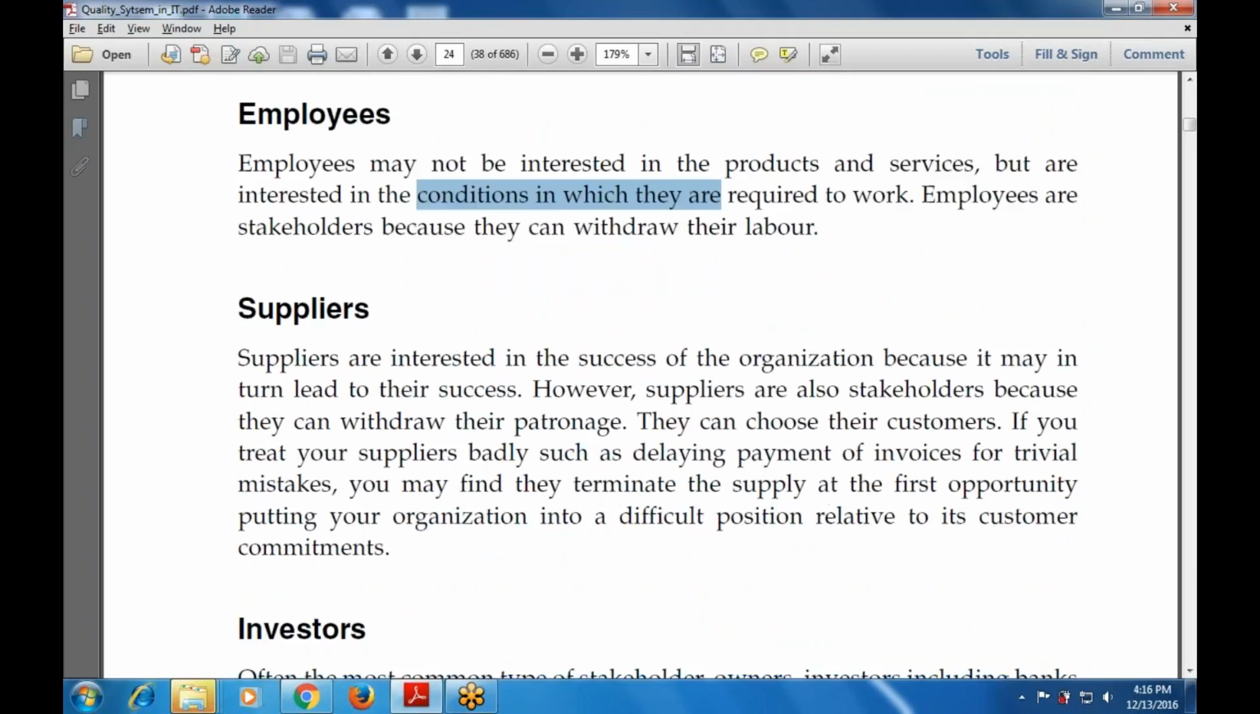The next one is the suppliers, who are interested in the success of an organization because it may lead to their own success. Therefore, suppliers are also stakeholders because they can withdraw their partnership and they can choose their customers. If you treat your suppliers badly, such as delaying payment of invoices, you will find they terminate the supply at the first opportunity, which puts your organization in a difficult position.